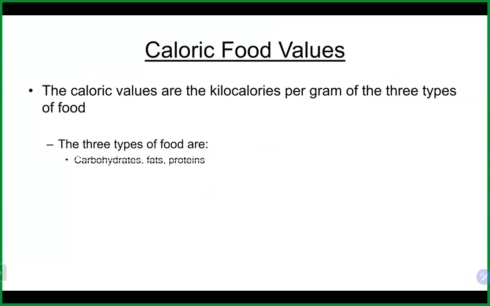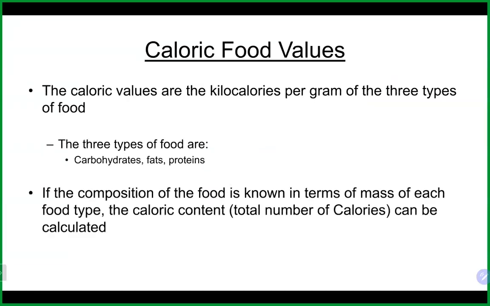Now, how we get, for example, those nutritional values that you see on labels on the back of food, there are caloric values for 3 really main types of food, and that is carbohydrates, fats, and proteins.